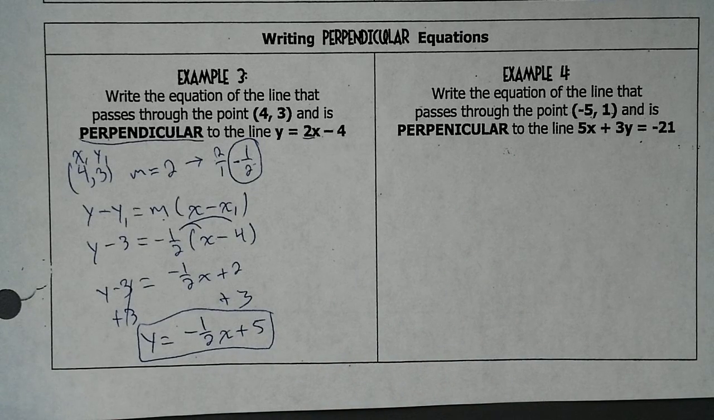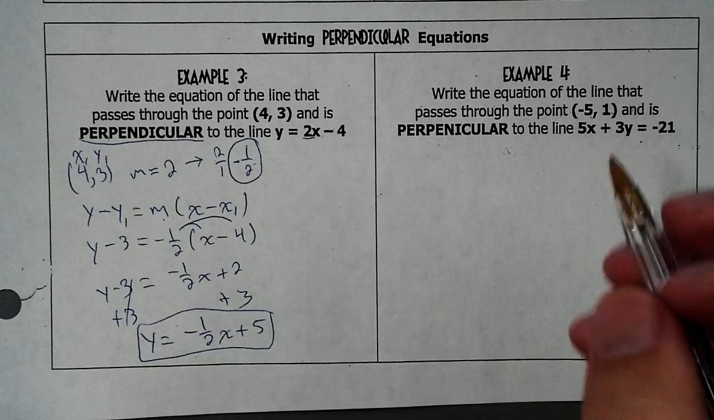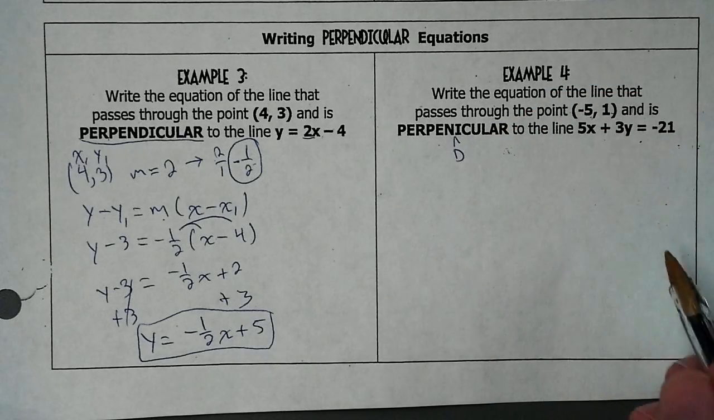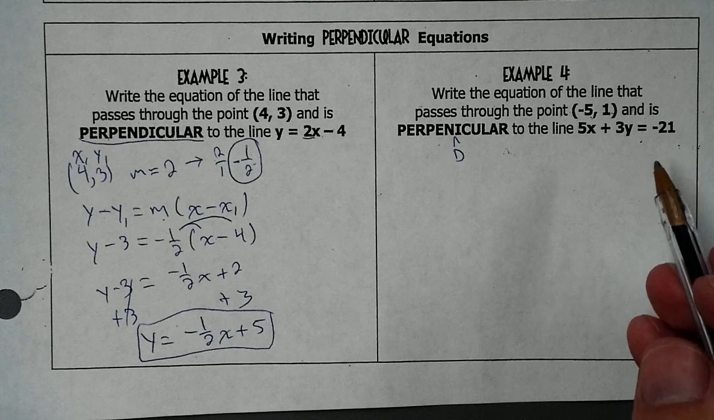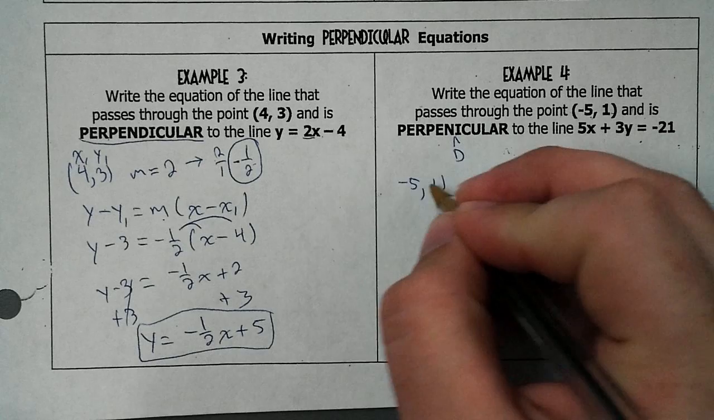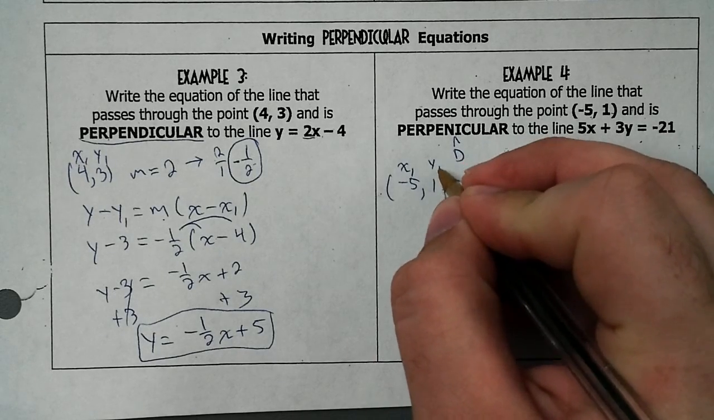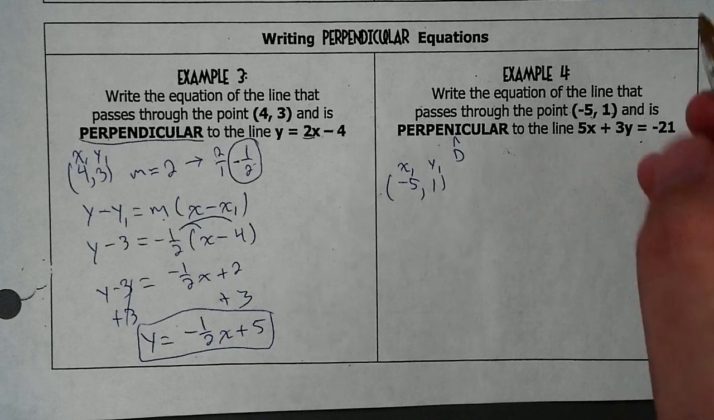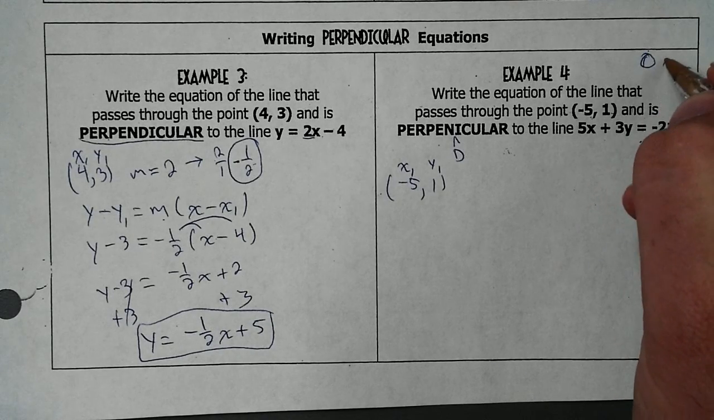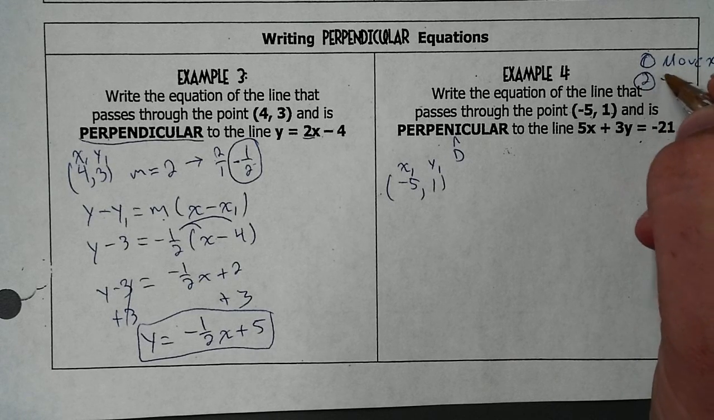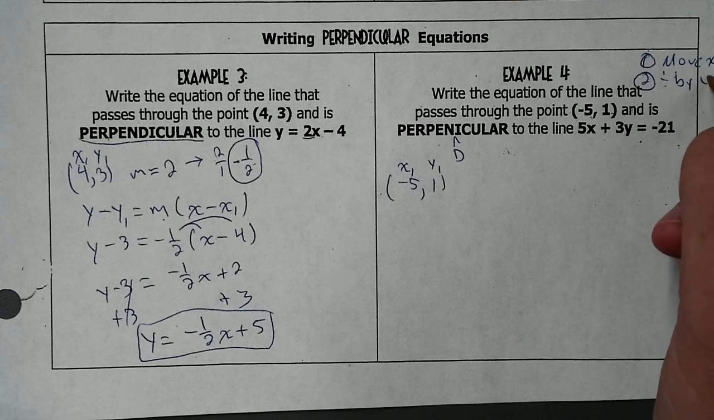Example 4 says write the equation of a line that passes through the point (negative 5, 1) and is perpendicular to the line 5x plus 3y equals negative 21. Well, we still have our point, so negative 5, 1 is going to be our x1, y1, but this is in standard form, which means we don't have the slope yet. Remember our 2 steps? We've got to move the x, and then step 2 is divide by y.